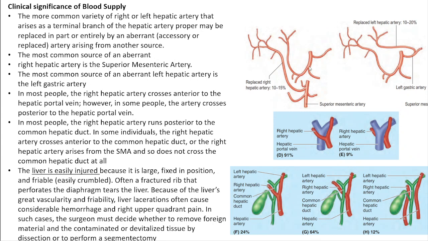So here what is happening is that this is the common hepatic artery and it has given the left hepatic artery, but the right hepatic artery is coming from the superior mesenteric. And the other variation is that the left gastric artery is giving the left hepatic artery, whereas the common hepatic artery is giving only the right hepatic artery.